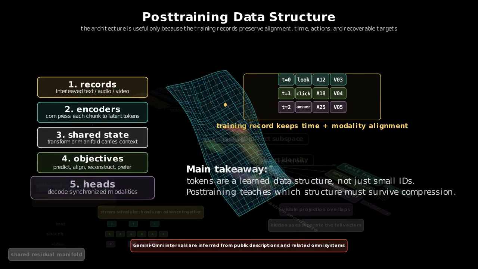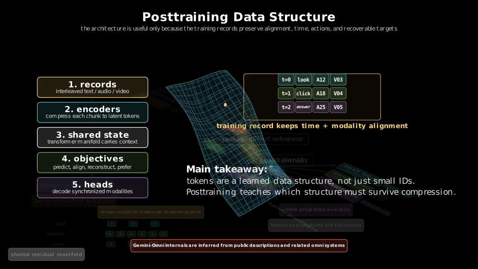So, the full mental model has 5 parts. First, records keep modalities aligned in time. Second, encoders compress chunks into latent tokens. Third, a shared transformer state carries context on the manifold. Fourth, post-training objectives decide what information must survive: prediction, alignment, reconstruction, preference, or action consequences. Fifth, heads and decoders turn the latent state back into synchronized outputs.